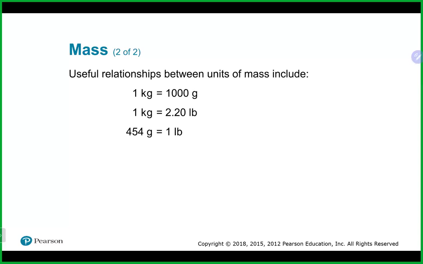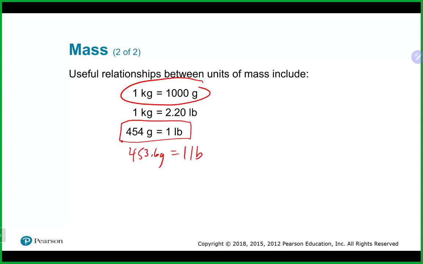So some common mass equalities, like I said, 1,000 grams is a kilogram. This is a crossover from metric to English. It's really like 453.6 grams is 1 pound. That is metric in grams to English in pounds. That's also a conversion that comes up a lot in chemistry. That 454 is fine to use, equals 1 pound.